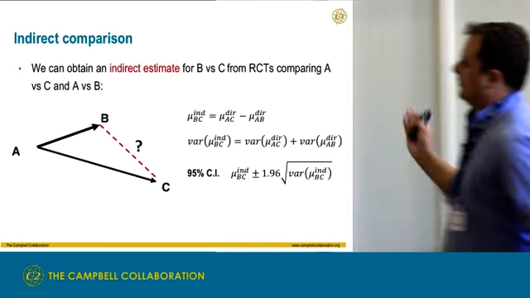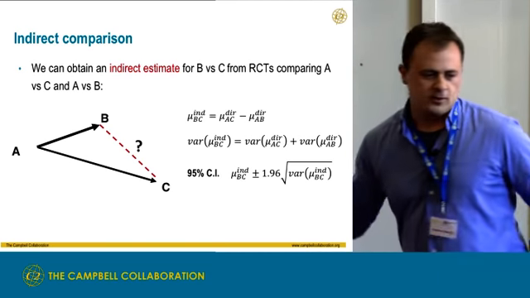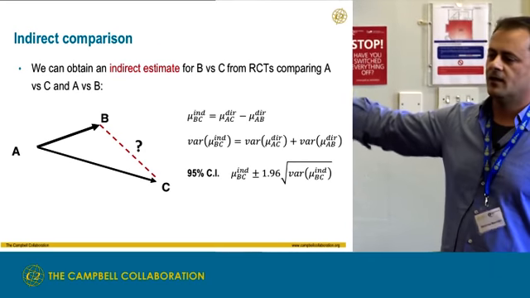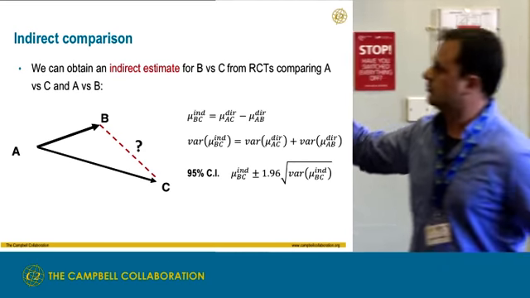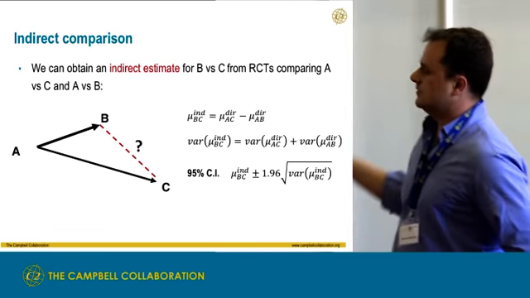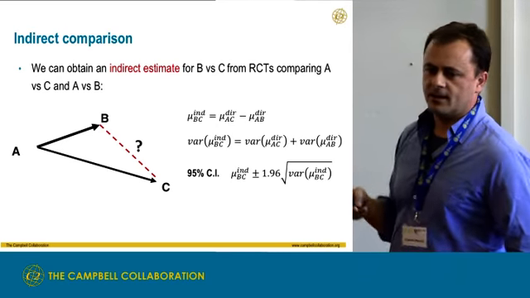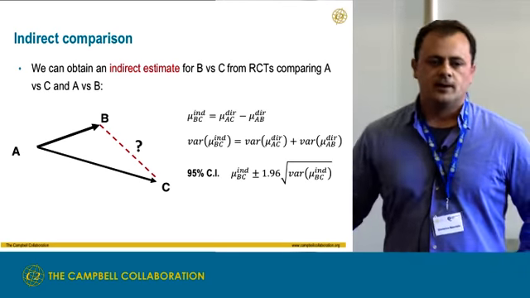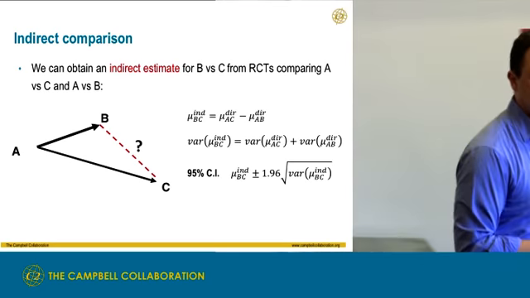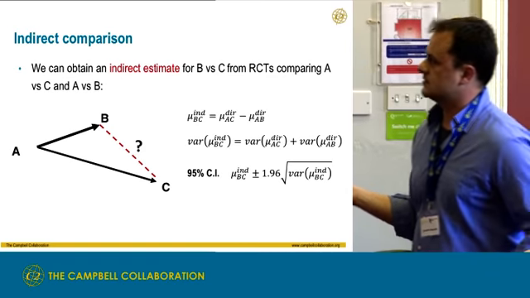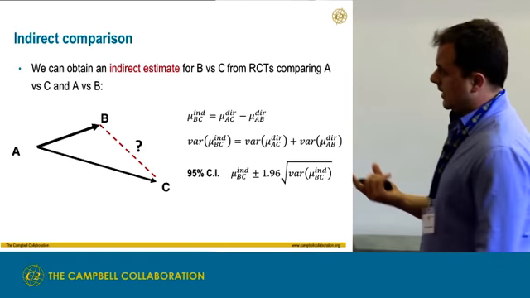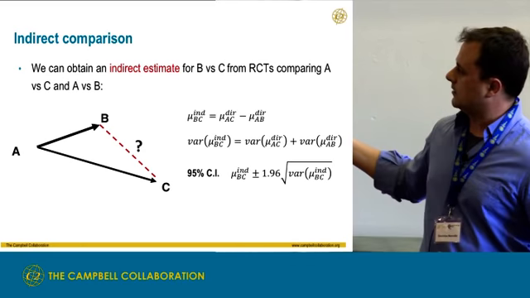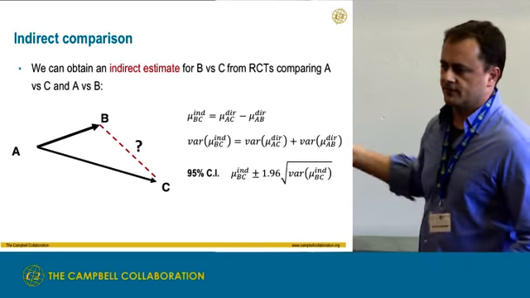So the algebra, and I think these are the only equations that you're going to see, is simply vector geometry. I estimate the relative effectiveness between A and B and A and C. I subtract them, and I get an indirect estimate for B and C. AC and AB comparison studies are independent, so the variance is just the sum of the variances. So I have an indirect estimate and its variance. And that means that I can estimate a confidence interval.